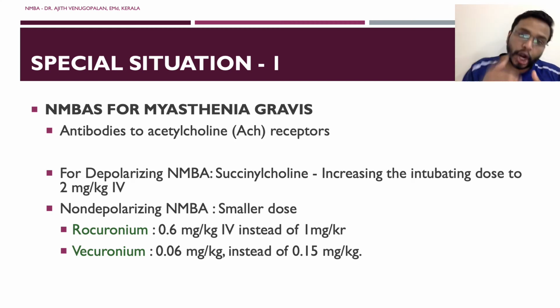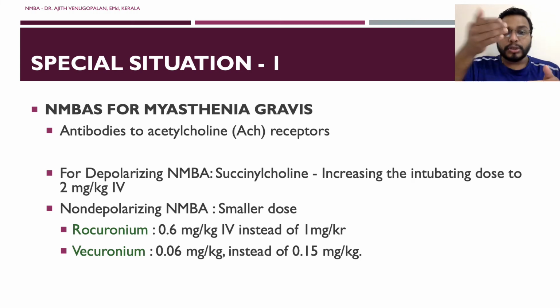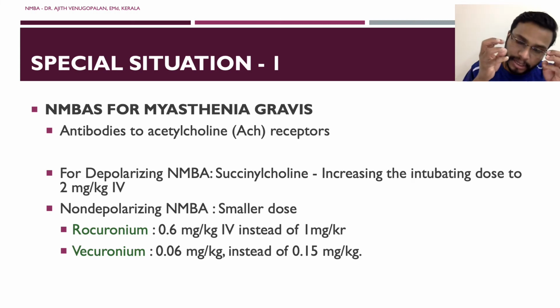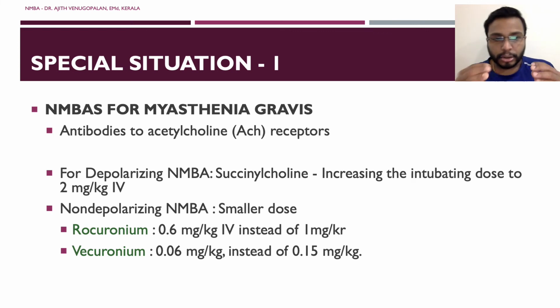When it comes to non-depolarizing agents, which are basically competitive blockers, we have to reduce the dose because there are only a smaller number of receptors. So rocuronium, instead of 1 mg per kg, you're going to use 0.6 mg per kg, and vecuronium, instead of 0.15 mg per kg, we are going to use 0.06 mg per kg. So we are going to shorten the dose. Sorry, this is 1 mg per kg. So we are going to reduce the dose if we are using a non-depolarizing agent.